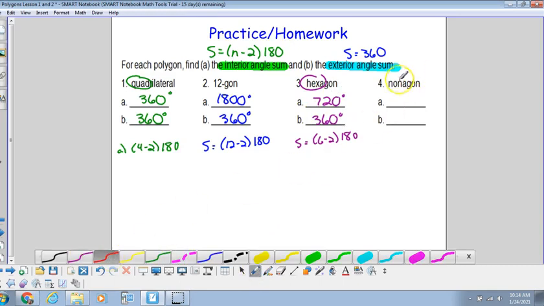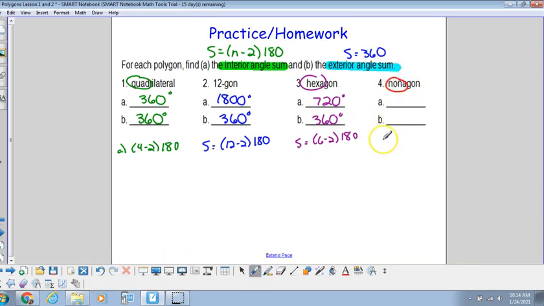And for our last one, a nonagon's n equals 9. So our sum would be 9 minus 2 times 180. That's 7 times 180. That is 1260 for the sum of the interiors. And the exterior angle sum is always 360. So that bottom row is super nice and easy.